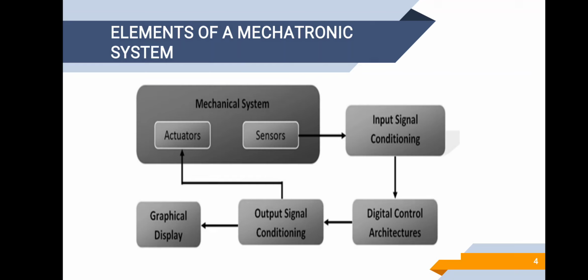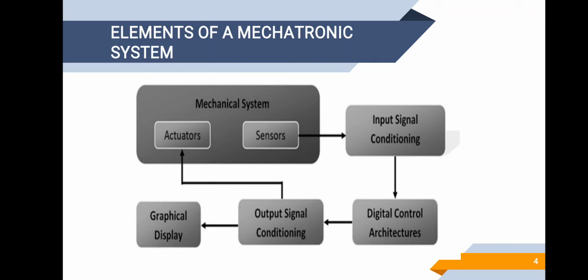Why is mechatronics important? In today's world, machines are no longer purely mechanical. They must be accurate, fast, automated, and intelligent. Mechatronics helps engineers design such systems by combining multiple engineering disciplines into one complete system.